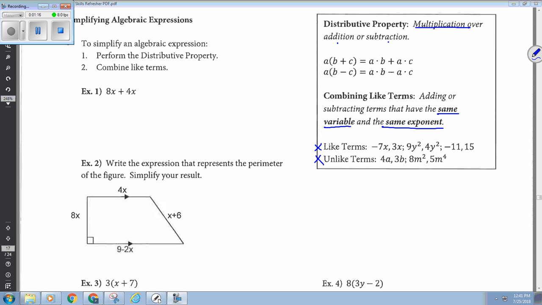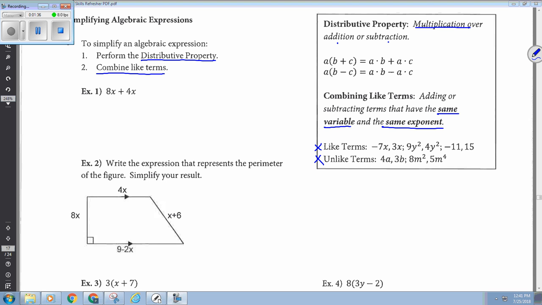So, to simplify an algebraic expression, you do the distributive property first, and then combine your like terms. What we're going to do is work out some combining like terms first, and then loop in distributive property.